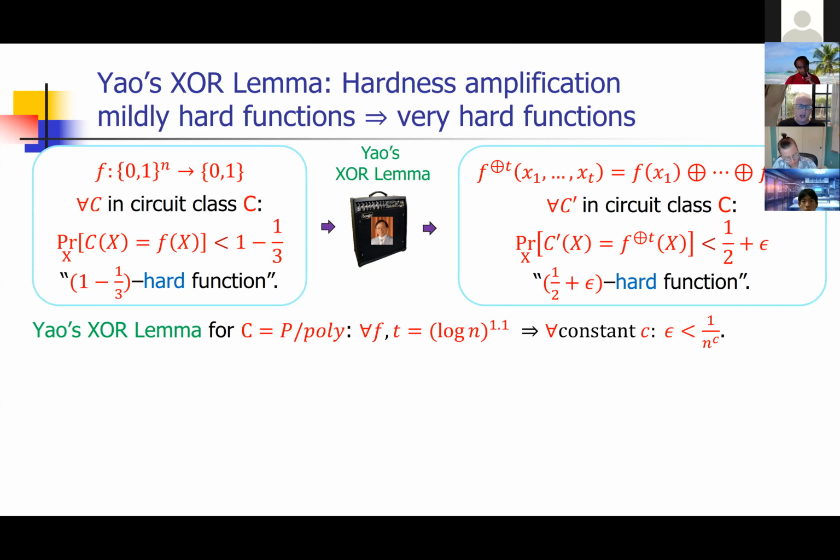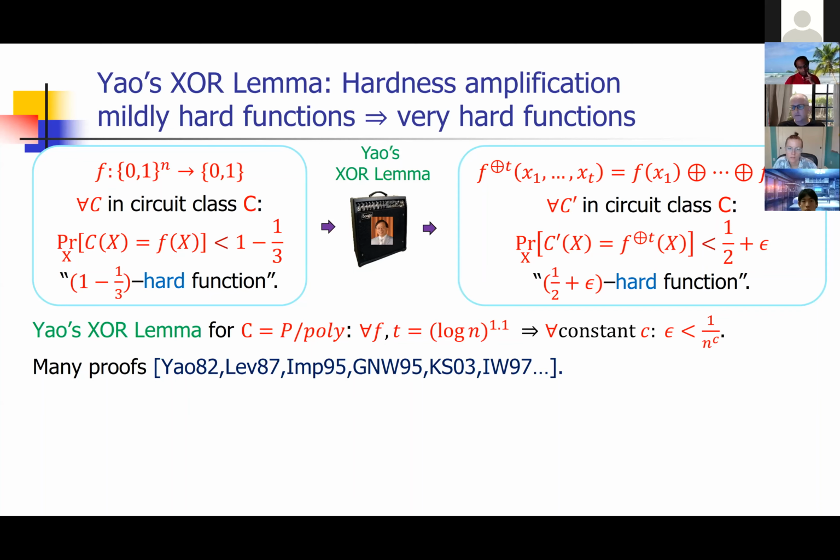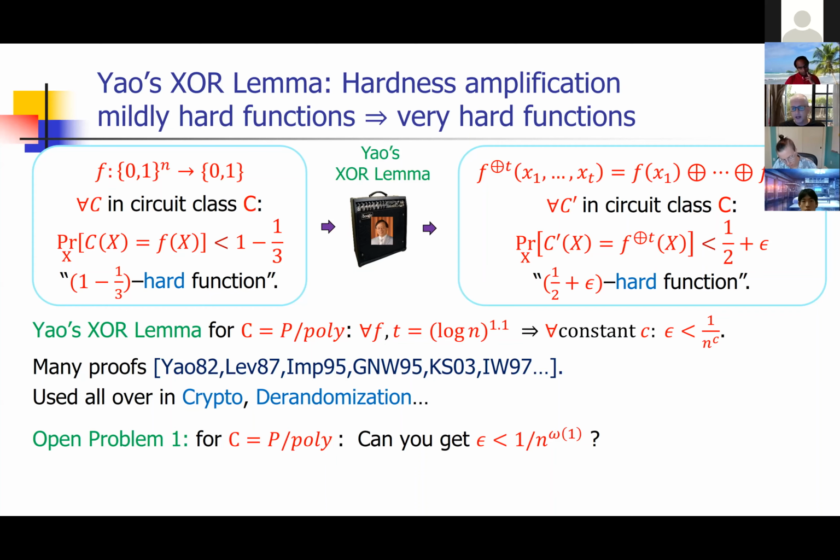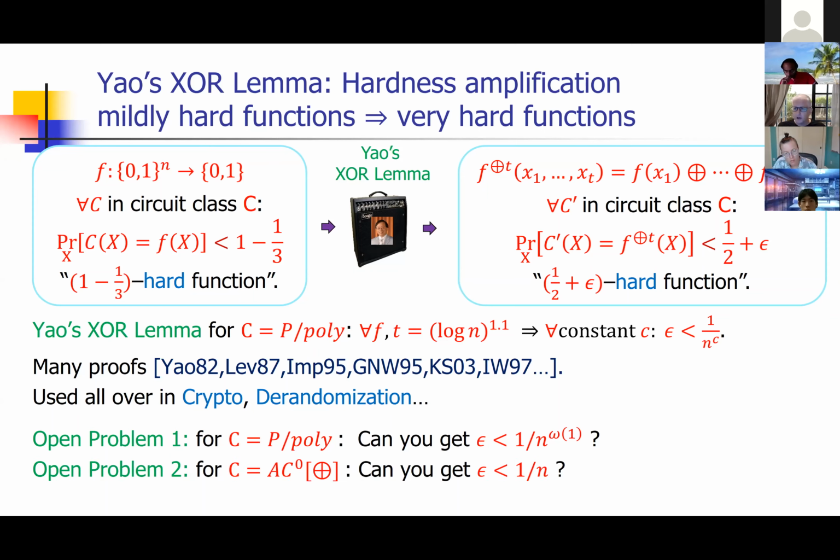We don't know. The second open problem concerns the class AC0 with parity gates, namely the class of constant depth circuits that are allowed to use AND, OR, NOT and parity gates. And here, we don't even know if you can get epsilon which is 1 over n. We don't know how to prove an XOR lemma for this class. Both these open problems are open even if you take t not to be logarithmic, like log n to the 1.1, but even if you take t to be something like polynomial in n. We just don't know how to solve these two problems.